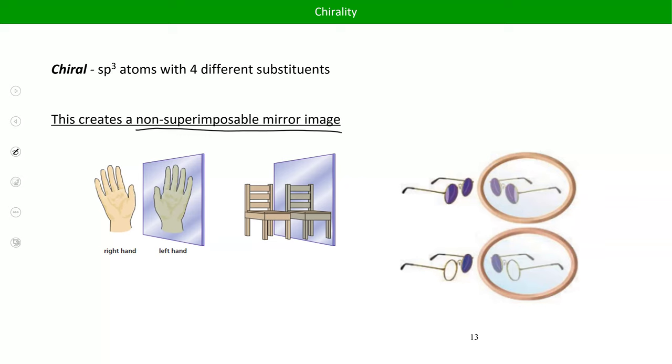So like a car is chiral. If you take the mirror image of a car, you wind up with the driver's seat on the wrong side. Oh, all those British drivers. I know. They're just driving right on the wrong side of the road. They're driving in chiral. Well, all the cars are chiral.